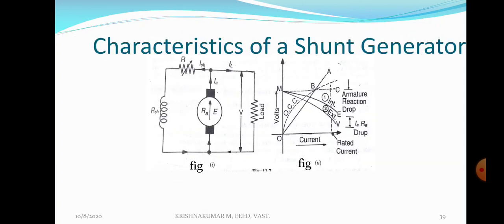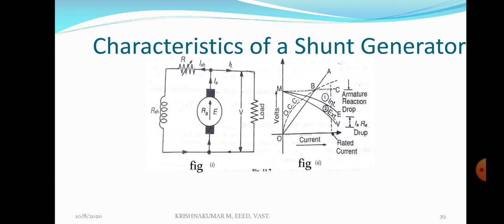Next, the characteristics of a shunt generator. Till now we discussed the OCC of a DC generator which is separately excited. Now the self-excited generators. In the category of self-excited generators, we are going to discuss the characteristics of a shunt generator. A shunt generator means the armature winding and field winding are connected in parallel. To vary the field resistance, a rheostat is connected in series with the field. A load is connected across the armature.